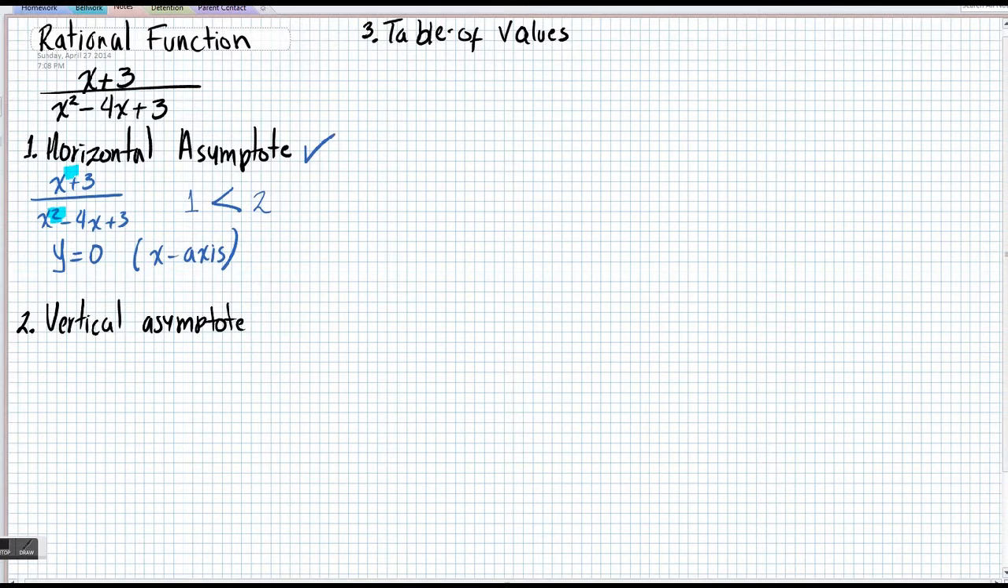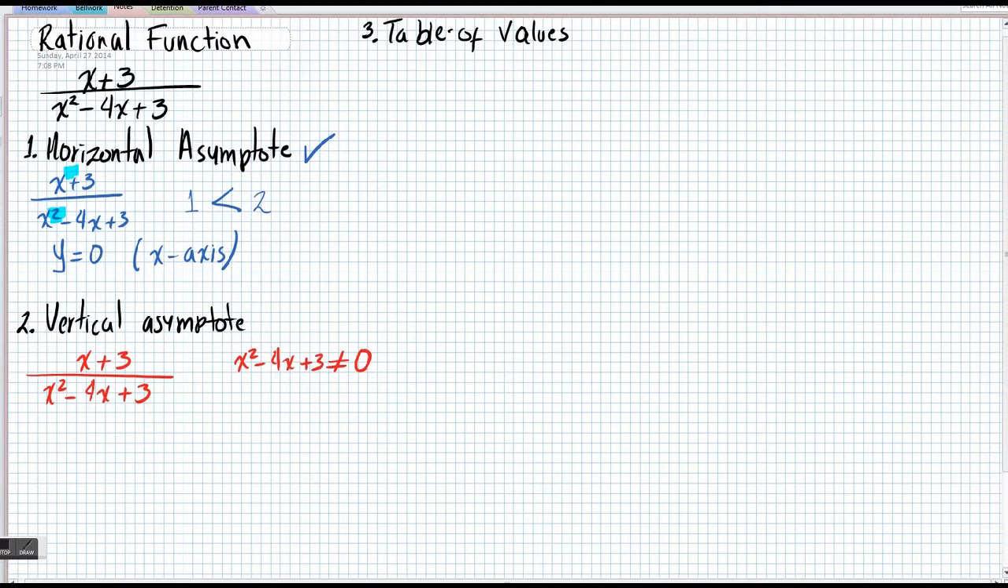Next, we need to do the vertical asymptotes. Now, vertical asymptotes are a little bit more complicated, insofar that we're looking for a false statement. The only way that we can have a false statement in this case is when the denominator equals 0. That's why usually, whenever we write a rational function, we always state that the polynomial in the denominator cannot be equal to 0.